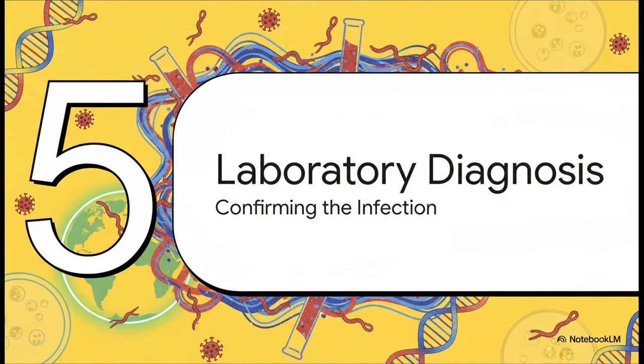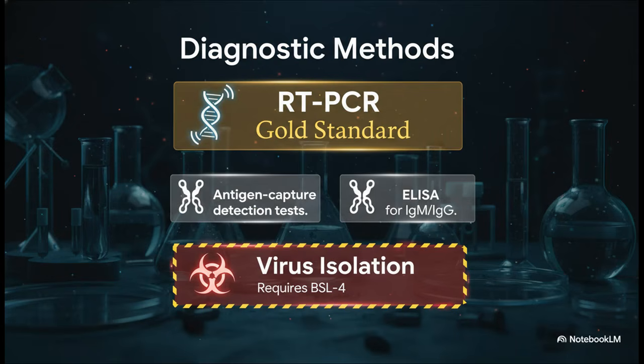Okay, so you have a suspected case. How do you actually confirm the diagnosis? Let's move on to the lab methods. For diagnosing an active MVD infection, the gold standard, without a doubt, is RT-PCR. It detects viral RNA, and it's both highly sensitive and specific. Now, there are other methods like antigen capture tests or ELISA to look for antibodies, but for that acute diagnosis, RT-PCR is the one you need to know.